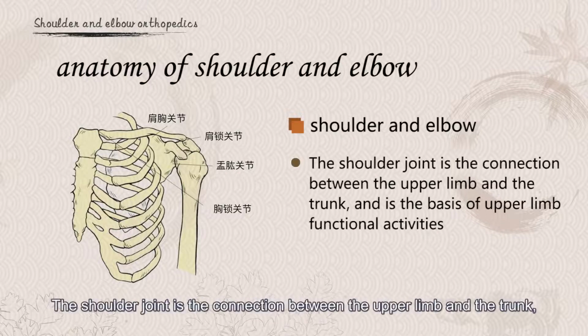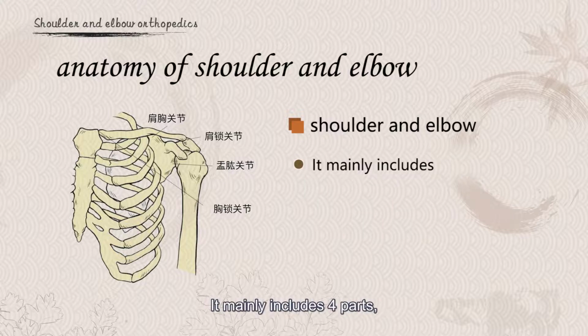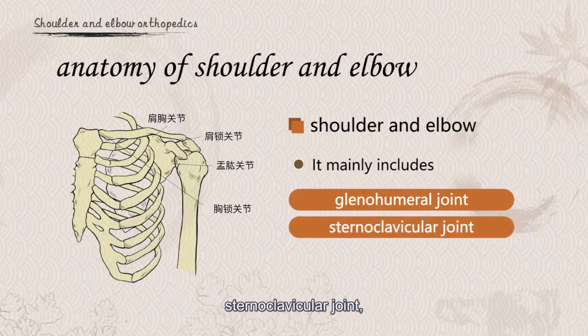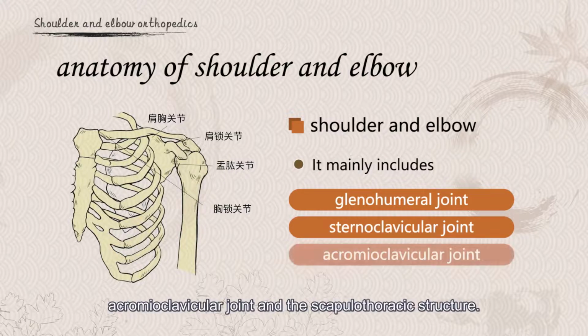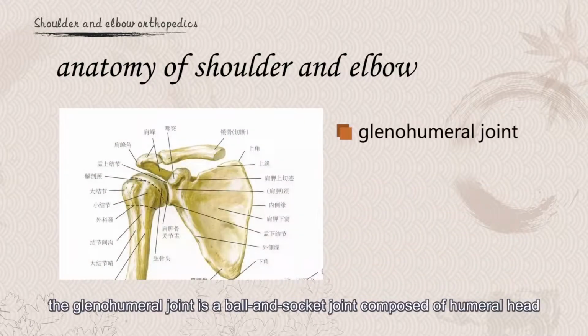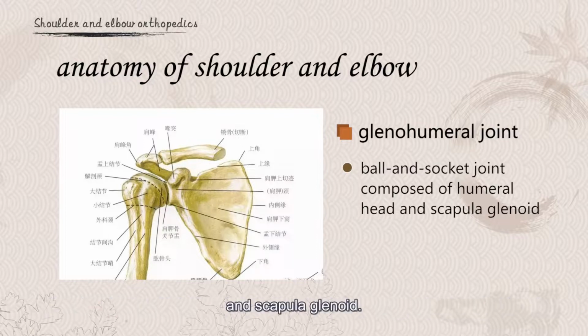The shoulder joint is the connection between the upper limb and the trunk, and is the basis of upper limb functional activities. It mainly includes four parts: the glenohumeral joint, sternoclavicular joint, acromioclavicular joint, and the scapulothoracic structure. Among them, the glenohumeral joint is a ball and socket joint composed of the humeral head and scapular glenoid.